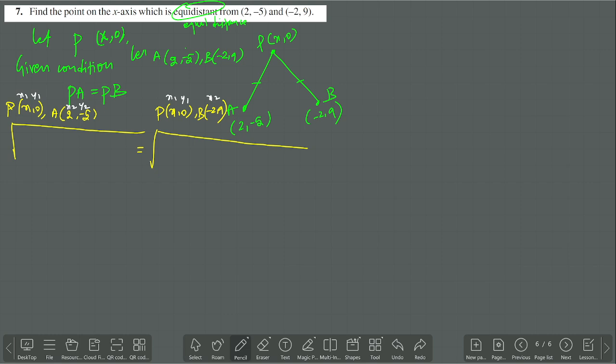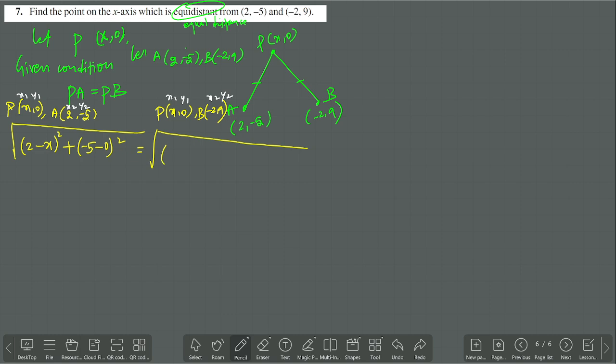This is x2 and y2. Left hand side point, you substitute for the left hand side. Right hand side point, you substitute for the right hand side. Understand? Right. So what is x2 on the left hand side? 2 minus x1 value x, whole square, plus y2 value minus 5 minus y1 value 0, whole square. Do you understand?